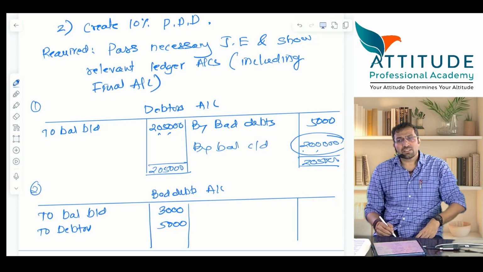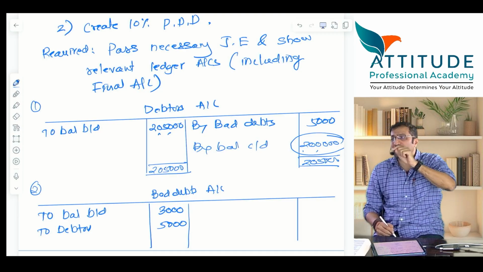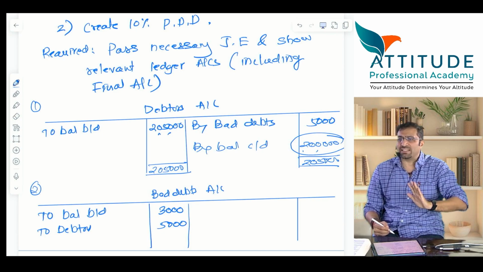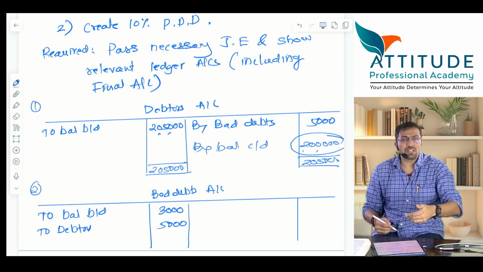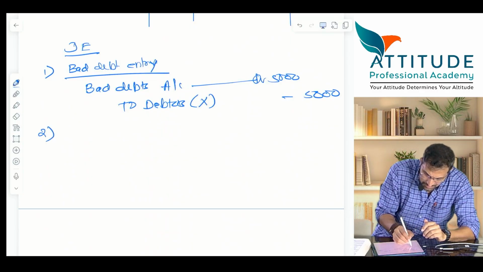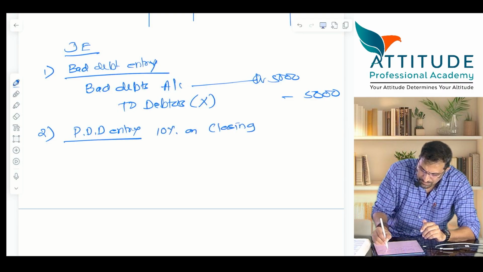How much? 20,000. Is that clear? All of you are able to understand? 10% provision on debtors means on closing balance of debtors, and closing balance of debtors is not 2,05,000, it is 2 lakhs after all the adjustments. Now tell me the provision entry. आ जाओ. Second, PDD entry. PDD entry is 10% on closing debtors. Closing debtors balance.